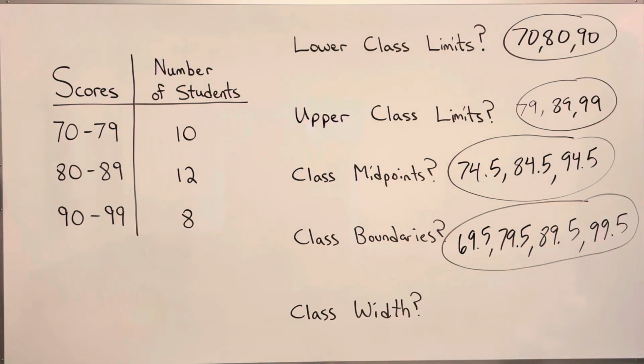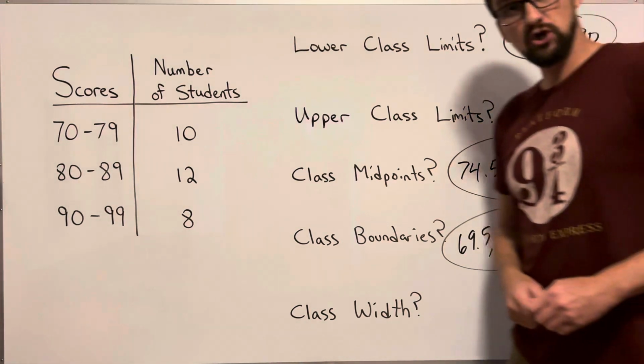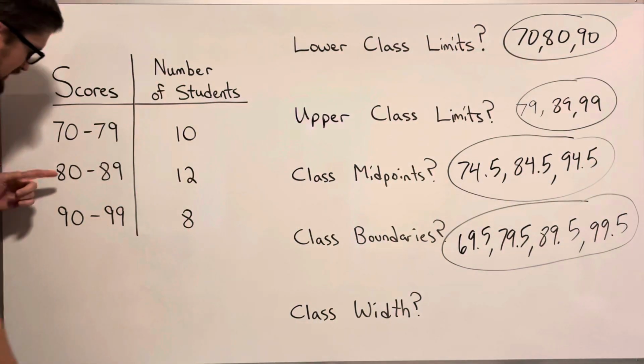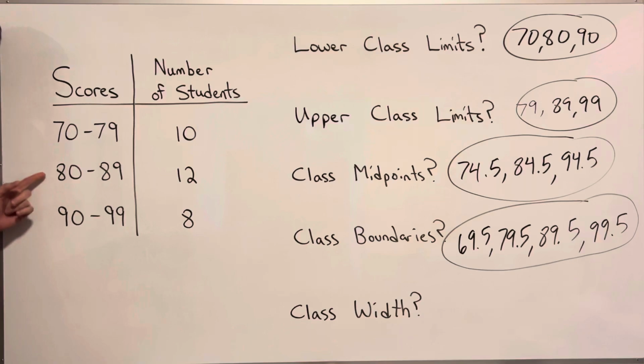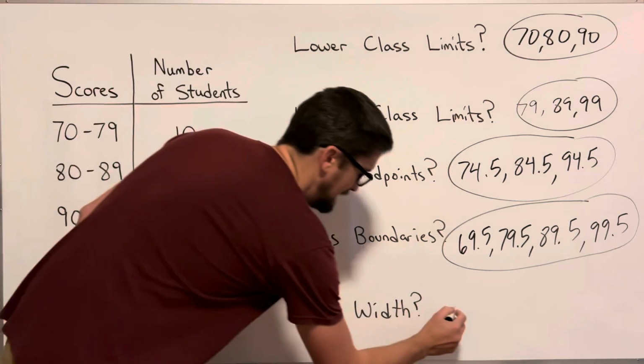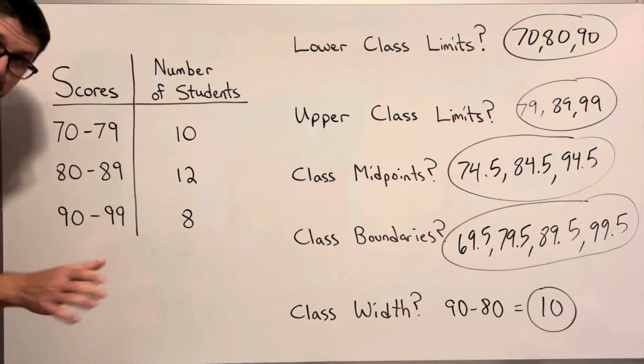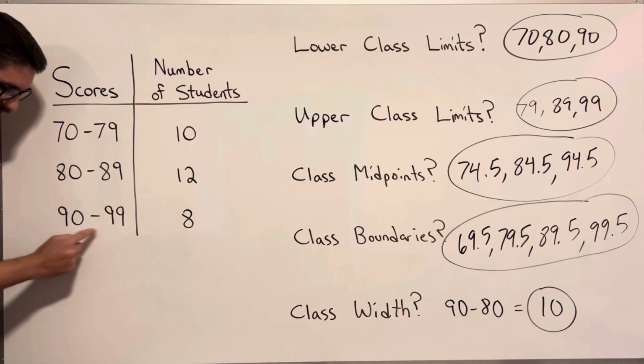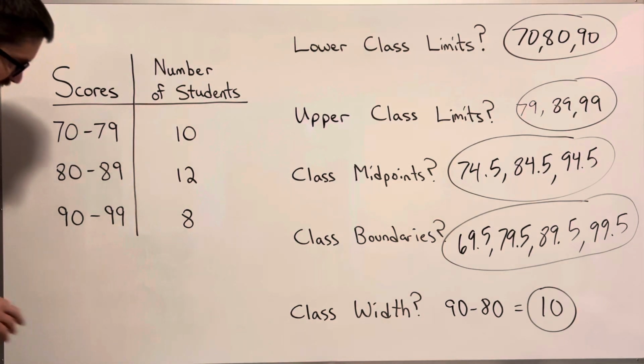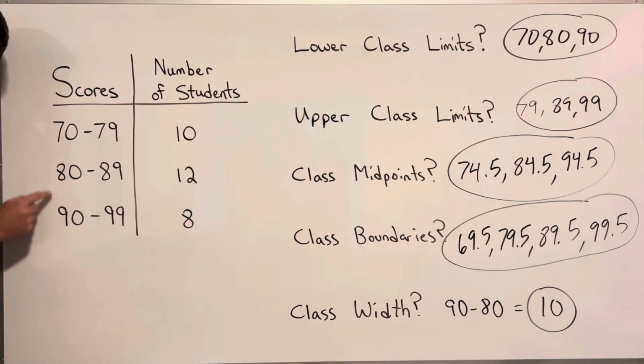Now the class width is going to be, you take 2 consecutive lower class limits or 2 consecutive upper class limits and subtract them. So you do 90 minus 80 gives you 10. So the class width here is going to be 10. A lot of people make the mistake of subtracting the upper and lower limits. You don't want to do that. You want to subtract 2 consecutive lower limits or 2 consecutive upper limits.